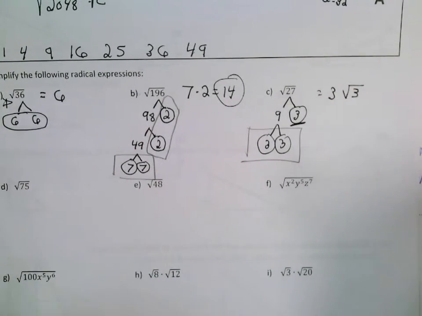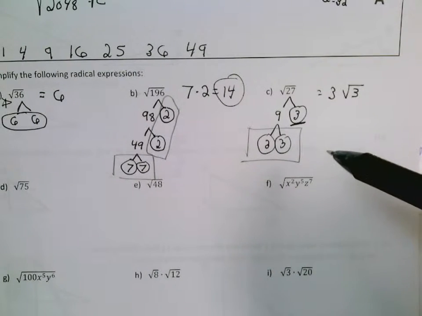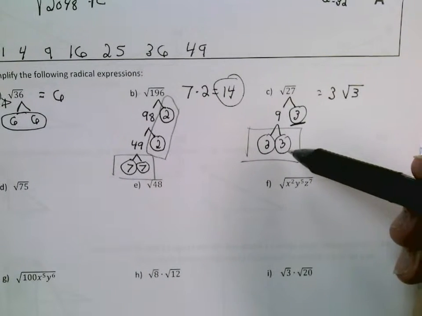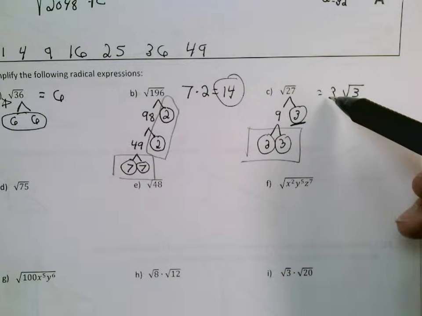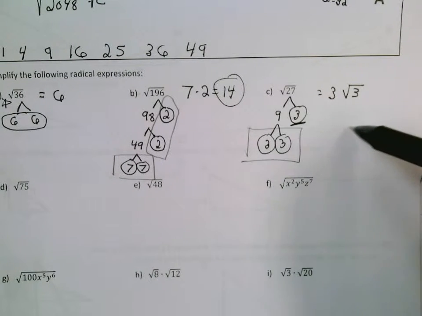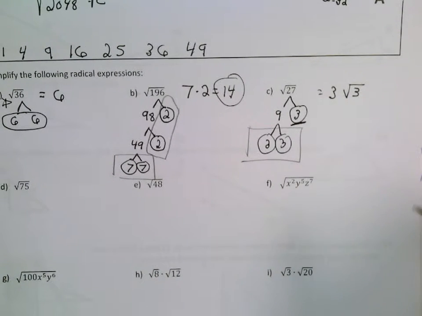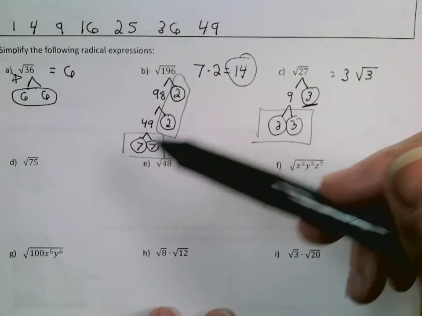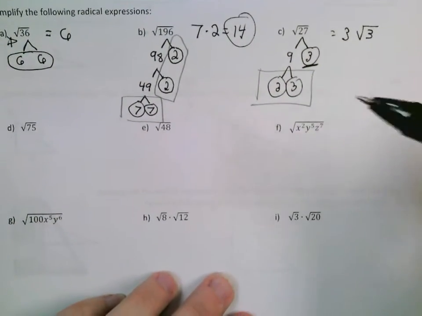So when you're trying to decide what stays in the house and what doesn't, that's kind of where you need to go off of. Does it have a pair? If it has a pair, it gets to move out of the house. If it doesn't have a pair, it has to stay in the house. So just keep that in mind. I would continue with the factor tree for some of these other ones.